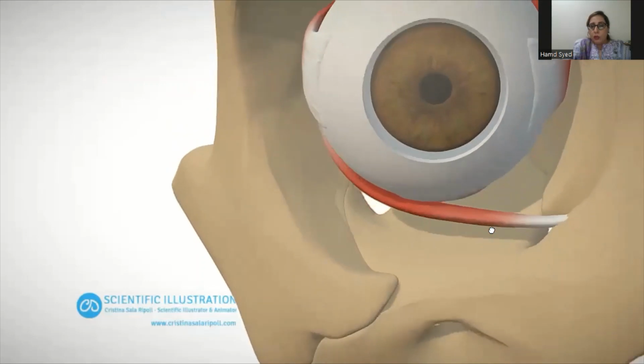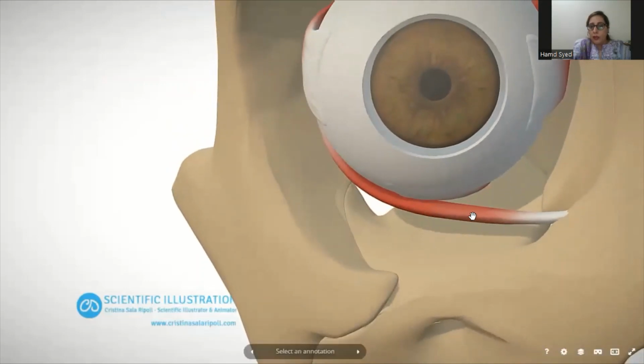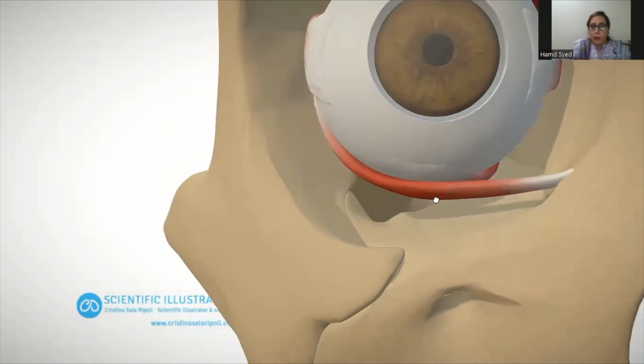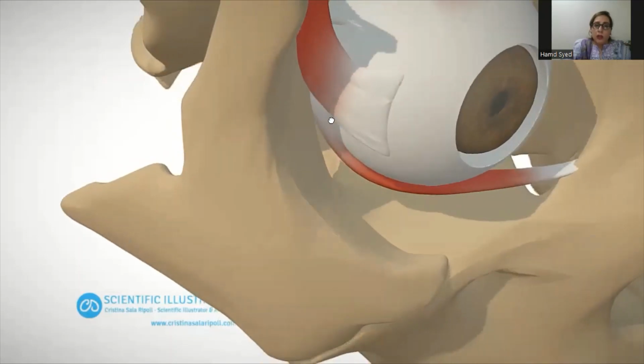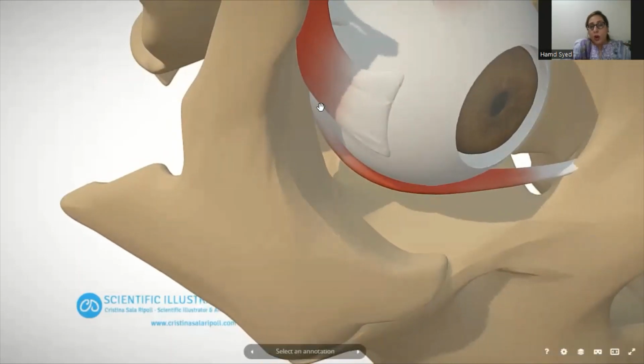Also, we can see the obliques. This is the inferior oblique muscle. Inferior oblique muscle is unique in that its origin is not from the posterior part of the bony orbit, but anteromedially from the floor of the orbit, and then it passes below the medial rectus muscle, and it becomes inserted, you could see, posterolaterally into the outer posterior quadrant of the eyeball, just below the lateral rectus muscle.